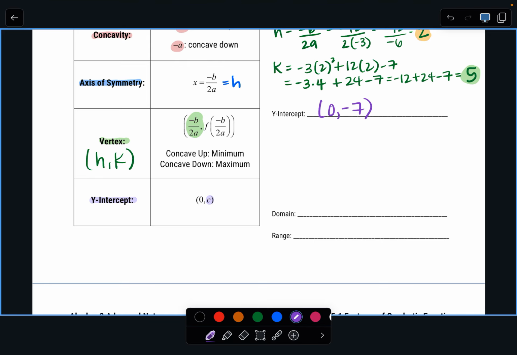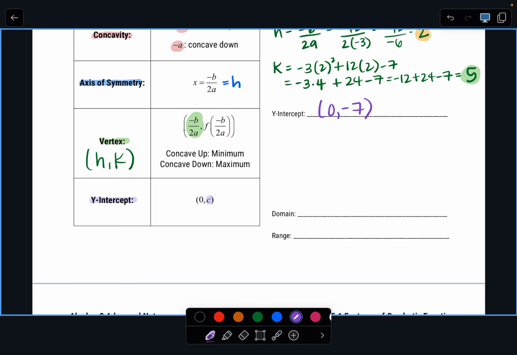Now, it kind of flips. So for standard form, it's harder to find the vertex, easy to find the y-intercept. For vertex form, it flips. It's easy to find the vertex, harder to find the y-intercept. So you're doing about equal amounts of work.